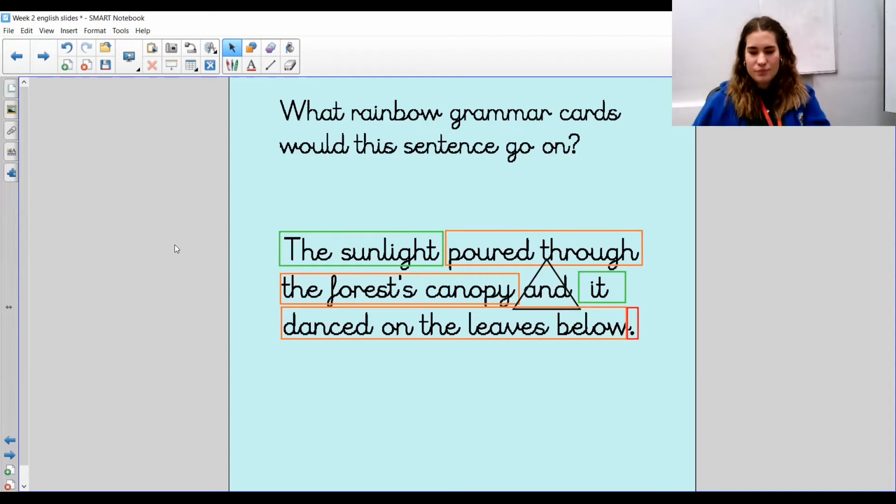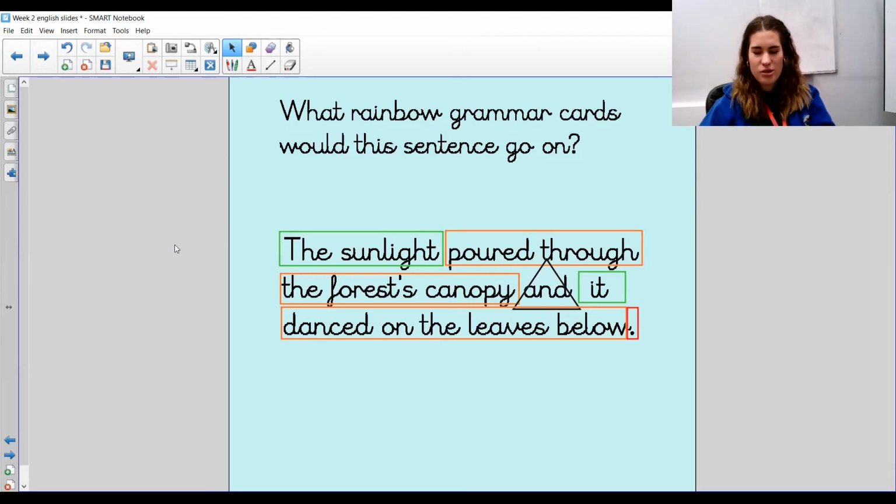This time then, I had a sentence. In my sentence, I had two main clauses because I had two subjects and two predicates. And I joined my subjects and my predicates together using a coordinating conjunction, which here was and. So I've got the sunlight poured through the forest canopy, and it danced on the leaves below.